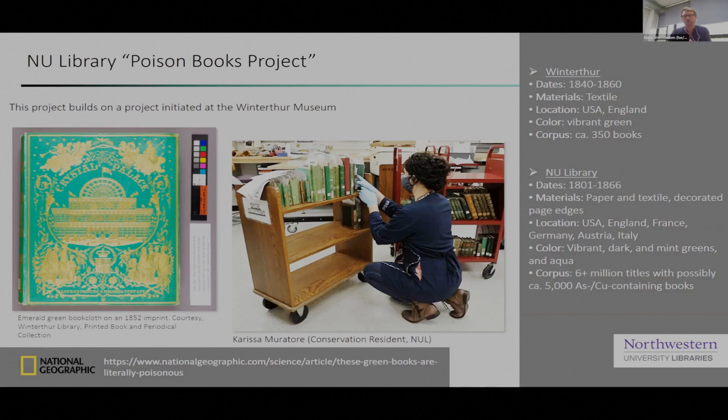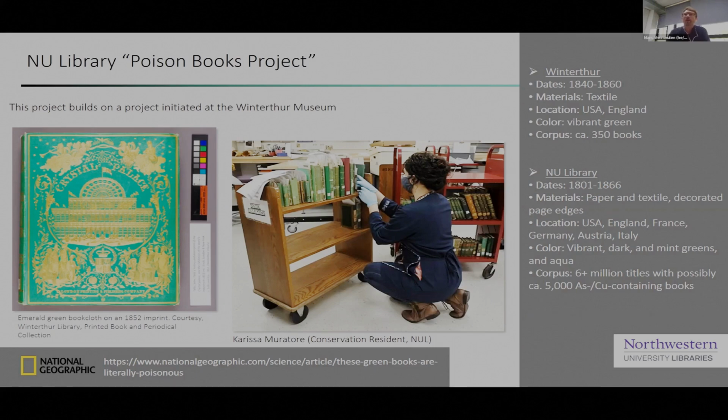The idea was to follow up on what was done at Winterthur, but with a broader dating of the materials, and also to increase the types of materials, not necessarily focusing on textile, but looking at paper, paper covers, and decorated page edges. We also wanted to broaden the geographic origin of the books by including books from France, Germany, Austria, and Italy, and include more colors than the vibrant green.